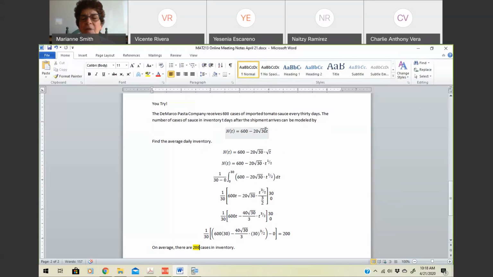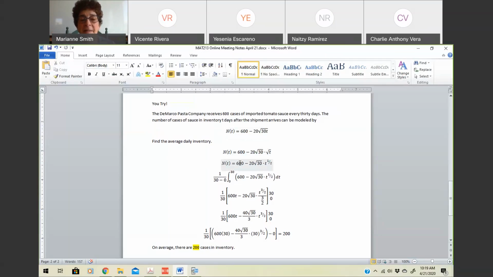You might remember, if you've got a product under a square root sign, you can separate it into a product of square roots, which is what I'm doing in this first line here. So now my coefficient on this term is 20 times the square root of 30, and I'm writing the square root of t as t to the 1/2. That little bit of algebra makes the whole problem a lot easier to do.